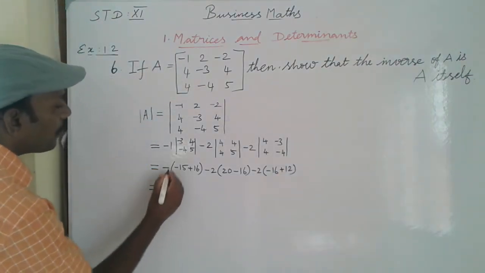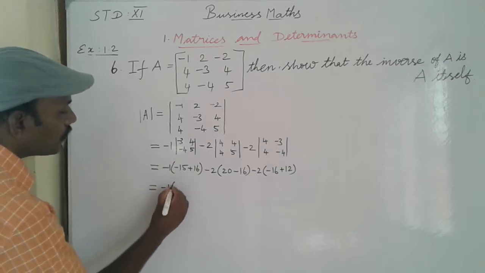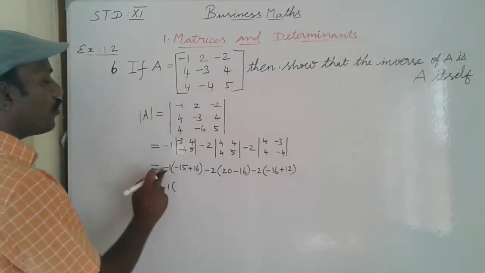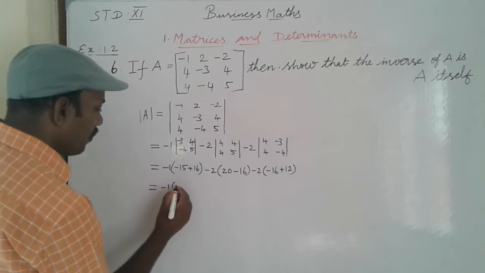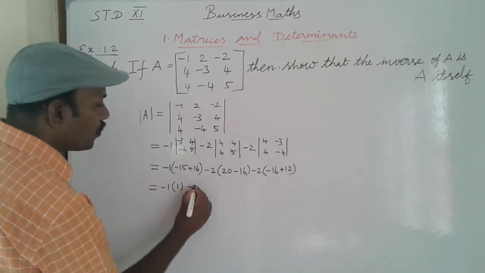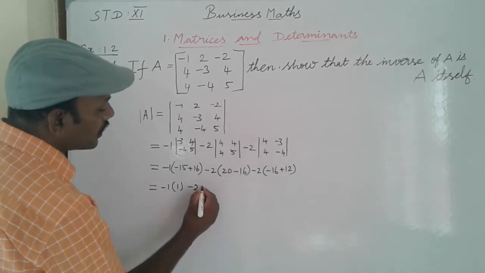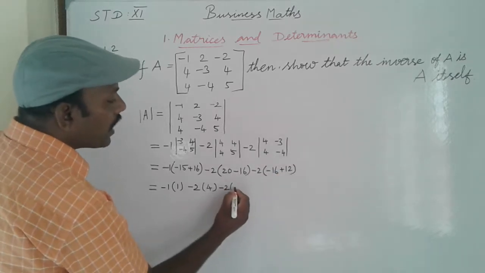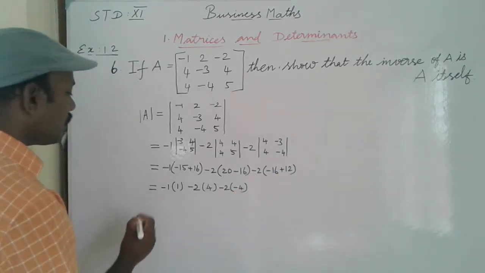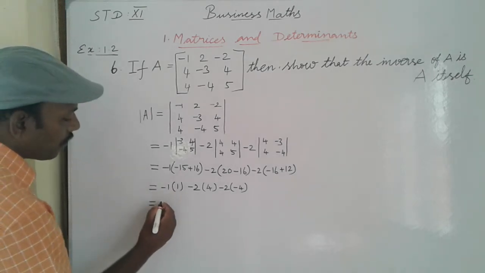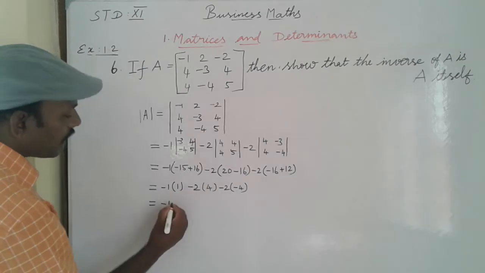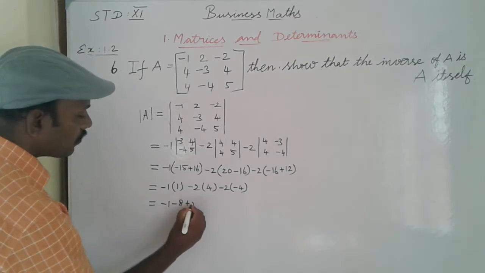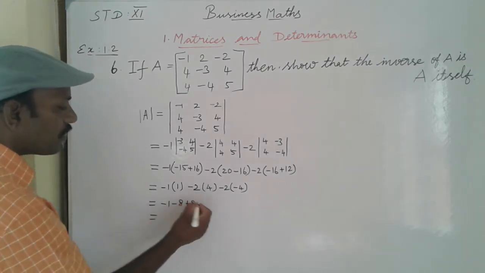That is equal to, here minus 1 into minus 15 plus 16, which is 1. 1 into minus 1 is minus 1. Minus 2 into 20 minus 16, which is 4. Minus 2 into minus 16 plus 12, which is minus 4. So we should multiply this. Minus 2 into 4 is minus 8. Minus 2 into minus 4 is plus 8. So minus 8 plus 8 is cancelled.